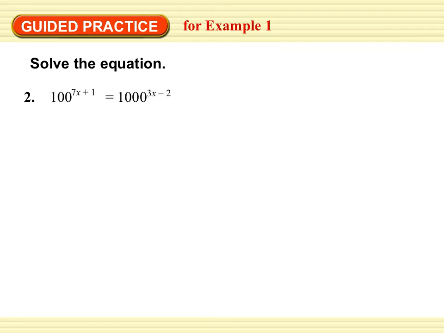Okay, try another one. Okay, I have a base of 100 and a base of 1000. I can change both of those into a base of 10. That's a 7. Doesn't look like a 7, does it?